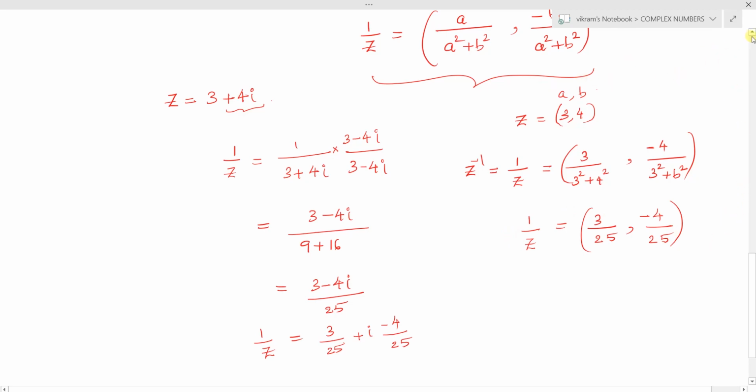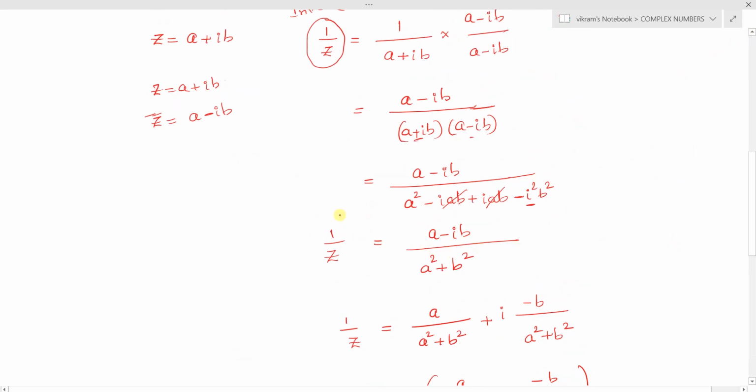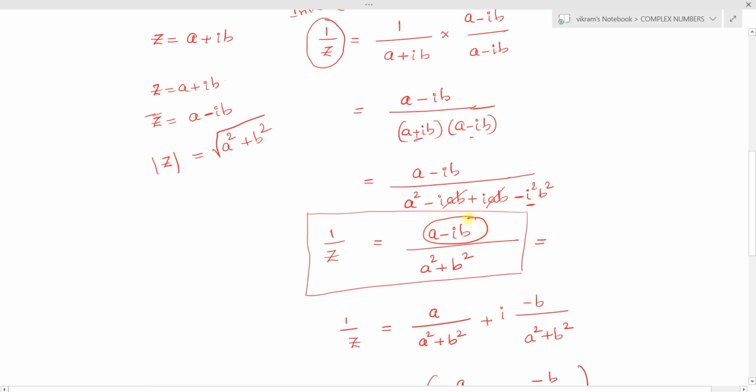And I'm again going back here. We defined the multiplicative inverse as 1 by z is equal to a minus ib by a square plus b square, and we had defined the modulus of a complex number as the distance from the origin to a point a comma b, square root of a square plus b square. Now substitute here 1 by z equals a minus ib. What is a minus ib? A minus ib is nothing but the conjugate of the complex number, z bar, and square root of a square plus b square can be written as what it is.